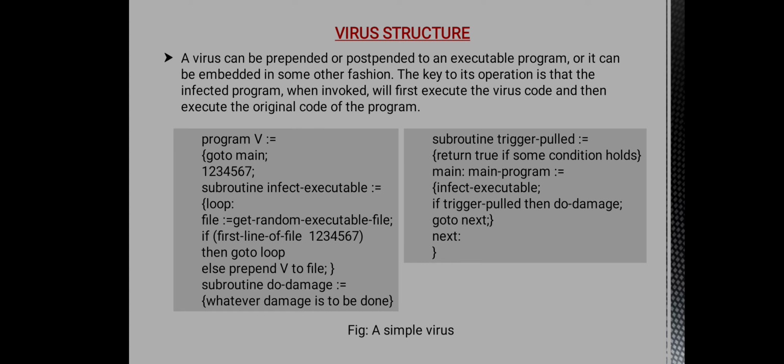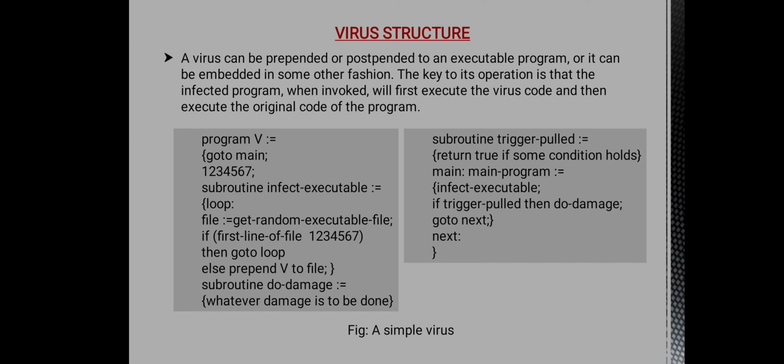Next, virus structure. A virus can be prepended or postpended to an executable program, or it can be embedded in some other fashion. The key to its operation is that the infected program, when invoked, will first execute the virus code and then execute the original code of the program. A very general depiction of virus structure is shown below.